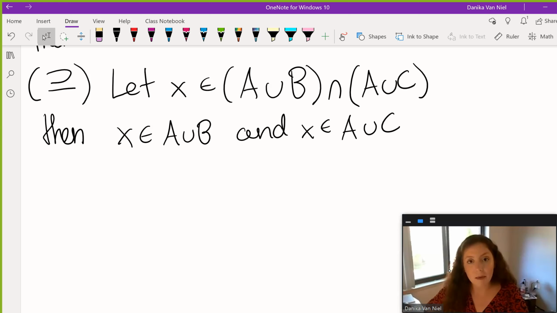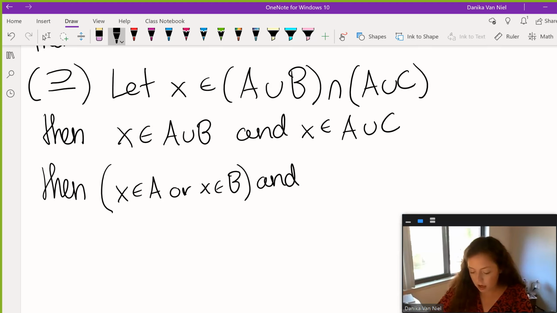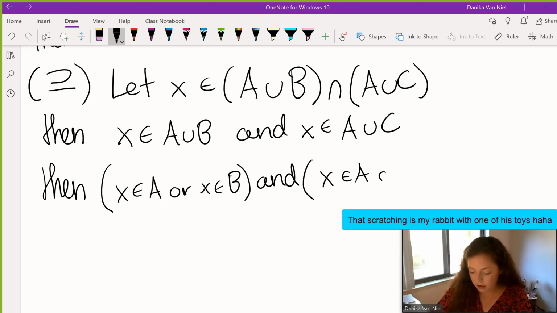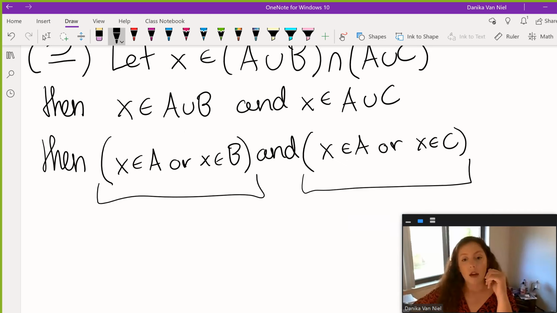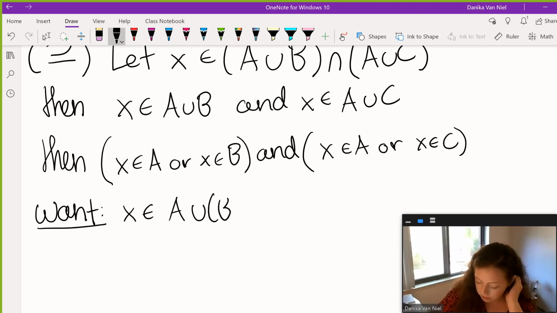So then I guess let's think about what that means. Sometimes when I want to split up statements, I'll put parentheses around them: (X is in A or X is in B) and (X is in A or X is in C). All right, I'm already kind of feeling stuck, so let's talk about what I want. What do I want? I want X to be in A union (B intersect C).